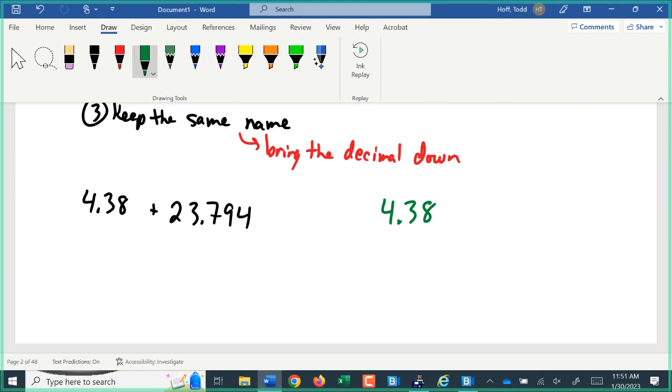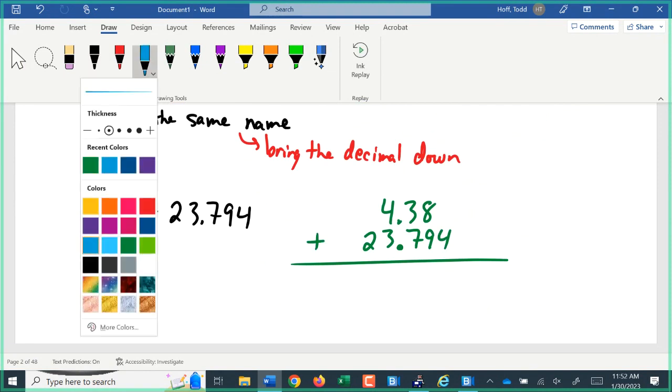But because I have to line up the decimal point, typically before I put in the second number, I'll put the decimal point in first, and then I'll fill my digits around the decimal point. So the 23 goes in front, 0.794, and we are adding.